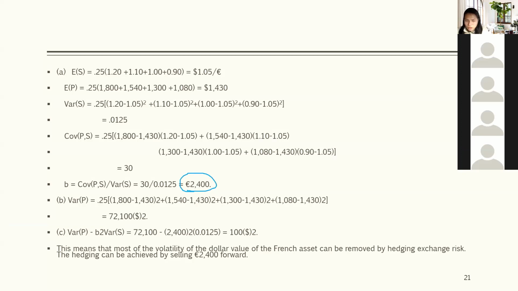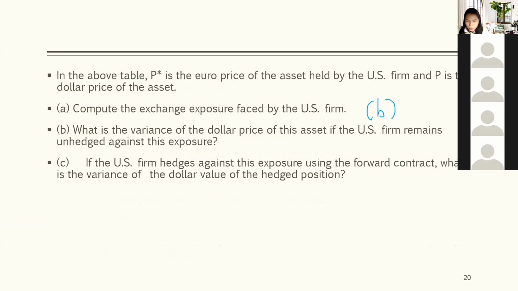So in the second question, we are asked to compute the variance of the dollar price of the asset if the US firm remains unhedged against this exposure. If you don't hedge this exposure, then your variance is going to be the total variance of the portfolio. Or in other words, you're simply computing the variance of P, or the total variance. I'm going to call this total variance.